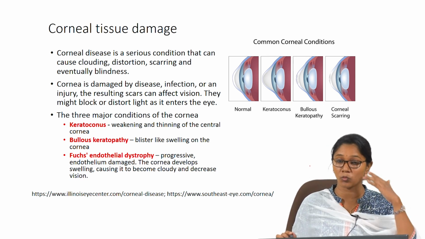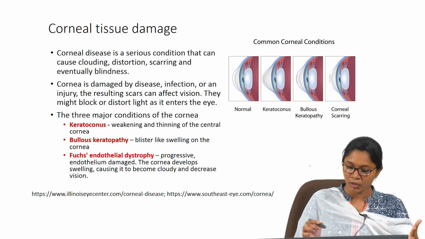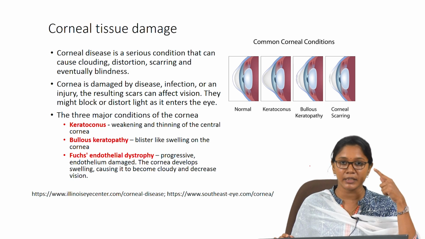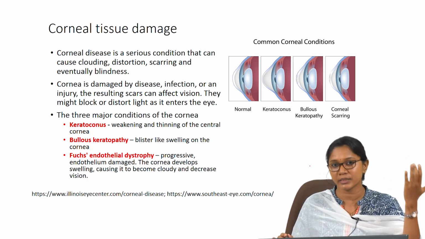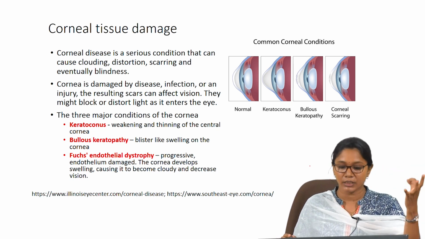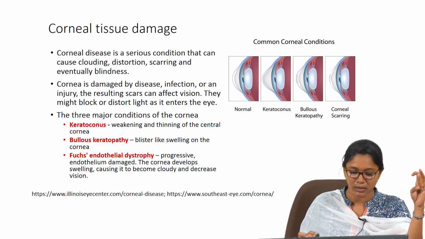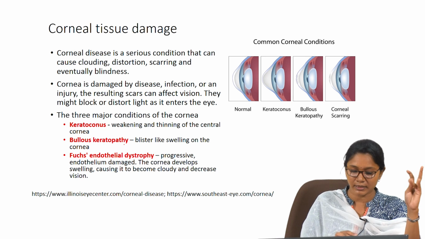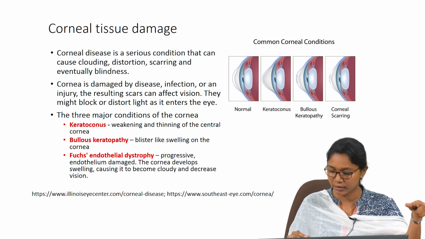So, what happens? How do we see when there is an underlying phenomenon that is happening? So, the first thing is a blurry vision, a cloudiness because your transparency is lost. So, you are not able to see, bulging, all this would happen. So, there are three major conditions of the cornea that are commonly studied: the keratoconus, the bullous keratopathy, Fuchs endothelial dystrophy. So, this is the picture of a normal corneal structure.